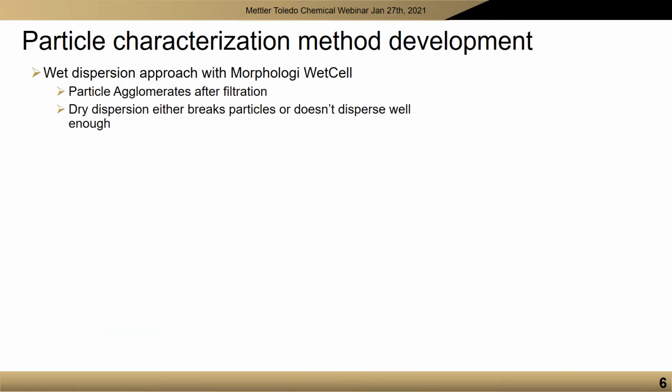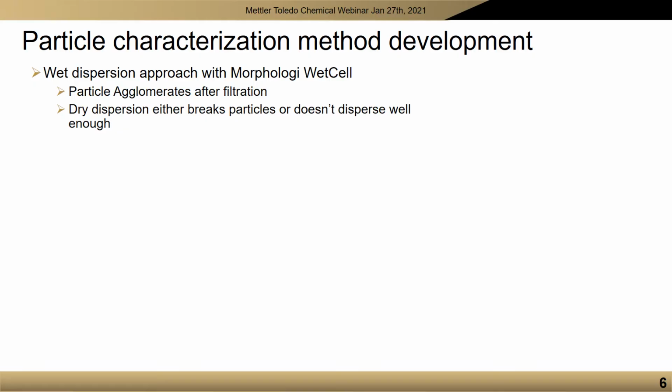As the morphology of needle Z is high aspect ratio, an image-based particle analysis approach was used. The original intention was to use a dry dispersion method for characterizing these particles. However, needle Z tends to agglomerate upon filtration. During dry dispersion, the particles either break due to high pressure or do not disperse well for image analysis. Thus, an alternative approach was used.